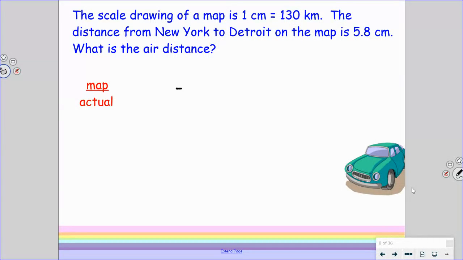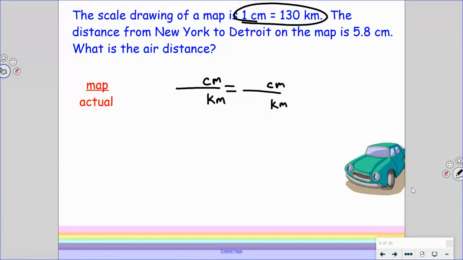Another one, another ratio. Here we're comparing centimeters to kilometers. And of course, they give us the scale factor. 1 centimeter is about the same as 130 kilometers in real life. If we look at the map, we see 5 8/10 centimeters. The question is, what is the actual distance?